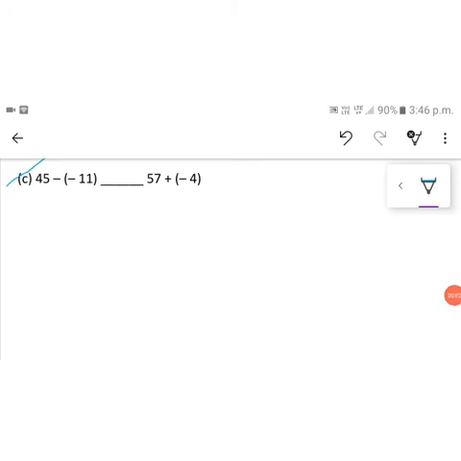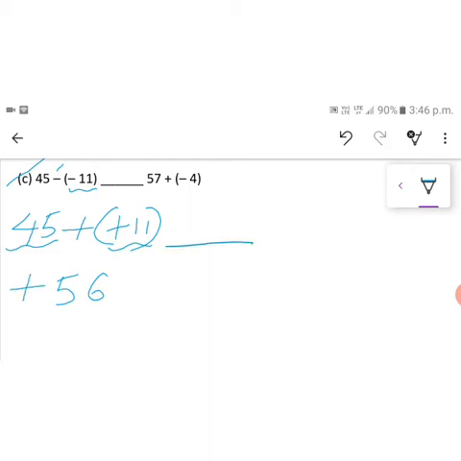C part. Write 45 as it is. Change the subtraction sign into plus sign. The additive inverse of minus 11 is plus 11. Here both the numbers have same sign. So add these two numbers. We get 56 and give the same sign. So plus 56.